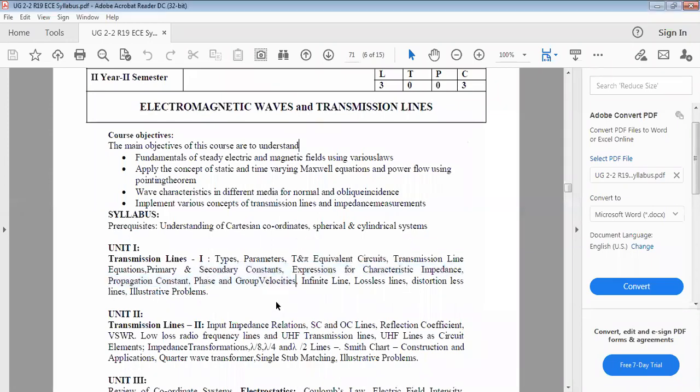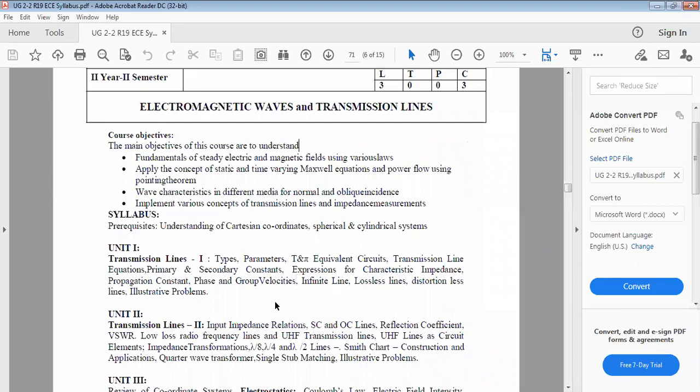Phase and group velocity. Phase velocity is represented with V sub p, and group velocity is represented with V sub g. Phase velocity V sub p equal to omega by beta. A small derivation is there, and in the derivation part we will clearly discuss the phase velocity. Similarly group velocity is also the same, but the difference is that the differential d omega by d beta is the group velocity.